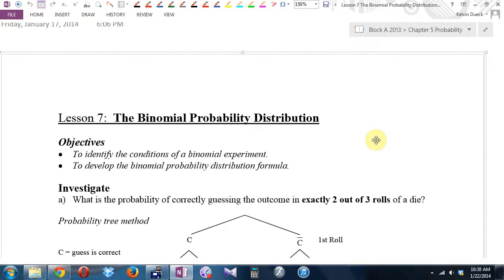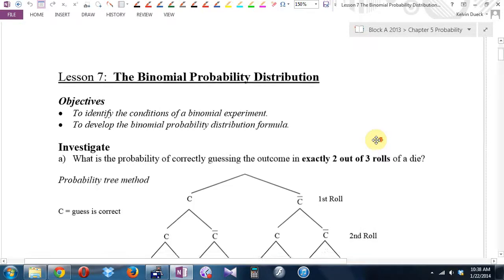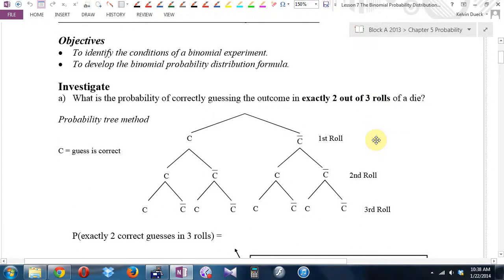Leave quietly, please. Lesson 7, the binomial probability distribution. This is a special probability distribution, but it's really useful. It shows up all over the place, and so it's really, really handy. And we're going to start out using a tree, and then we're going to try and generalize.